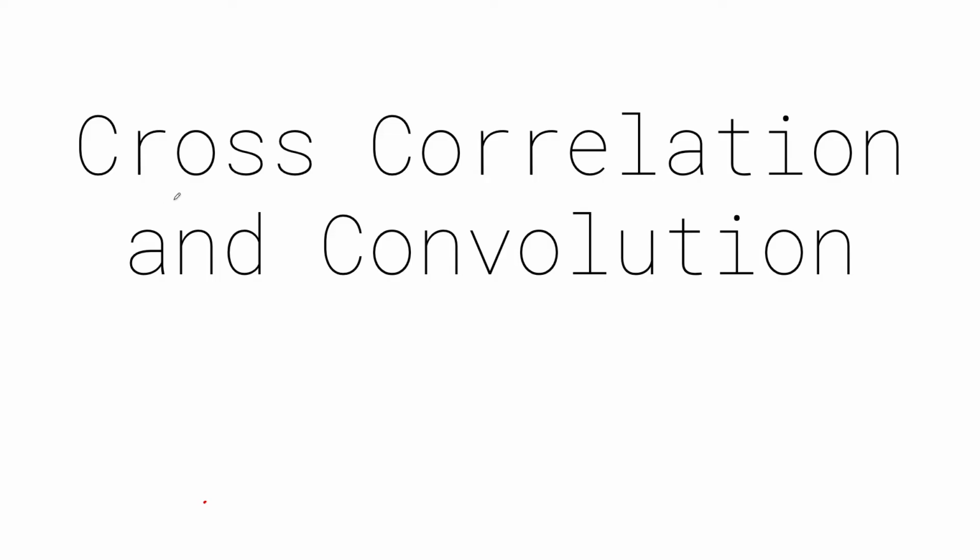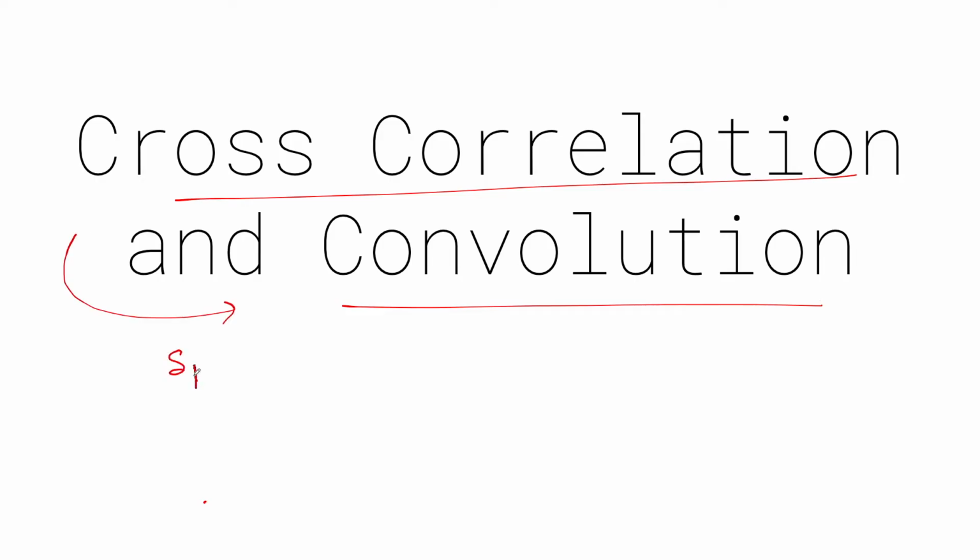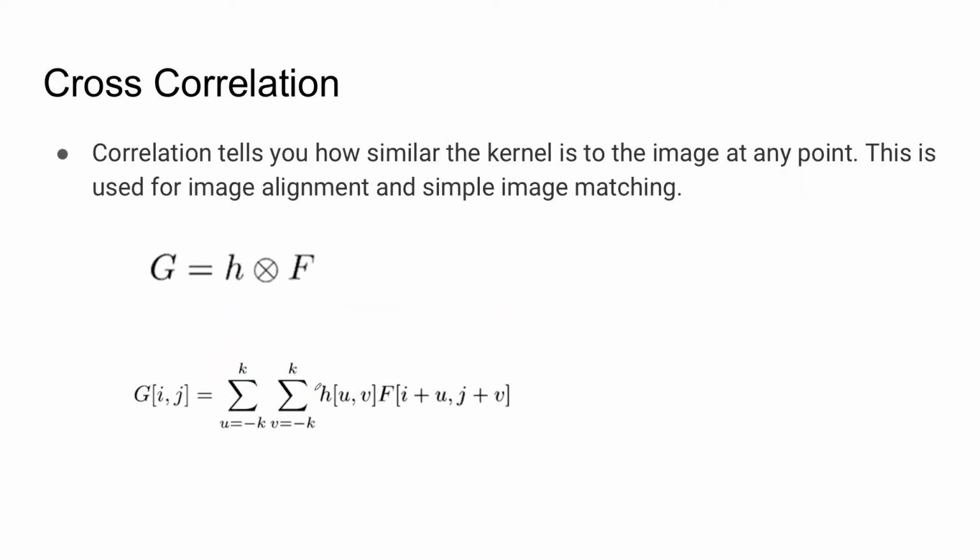This time we are talking about cross-correlation and convolution. Correlation and convolution are basic functions that help us extract information from the images. They are methods by which spatial filters are applied on an image. Now let's look at them in more detail.